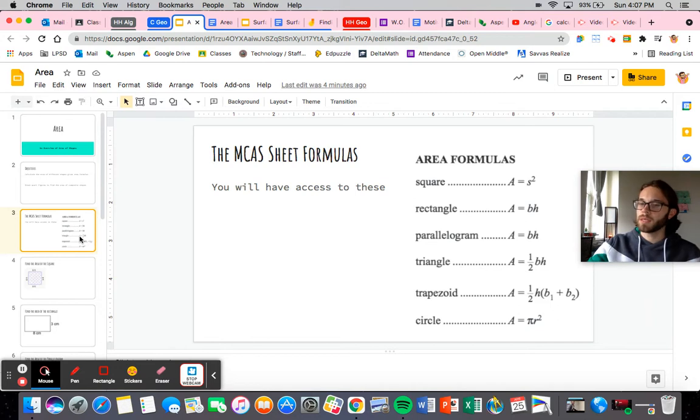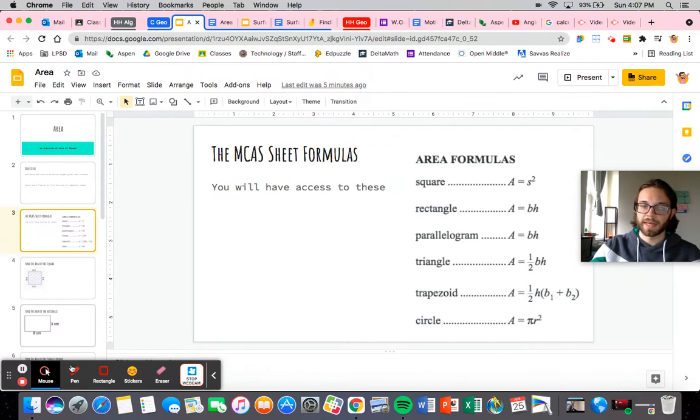All right, so this is what you're given in terms of your MCAS formula sheet. You're given a square, rectangle, parallelogram, triangle, trapezoid, and circle. So our goal really is to just be able to plug in the appropriate information into these formulas and know how to use them. So we're going to go in order. Let's start off with the square.